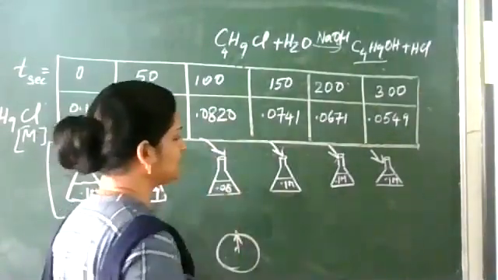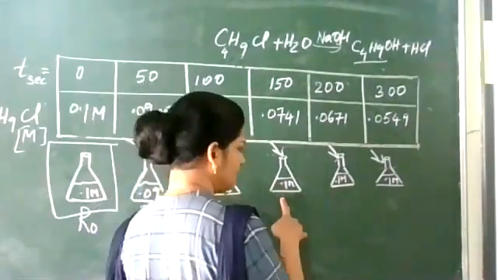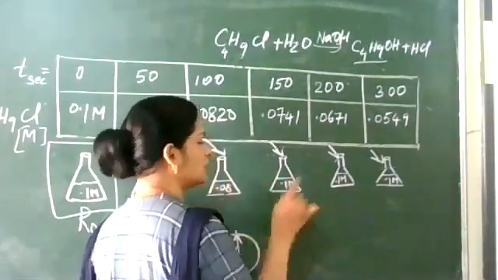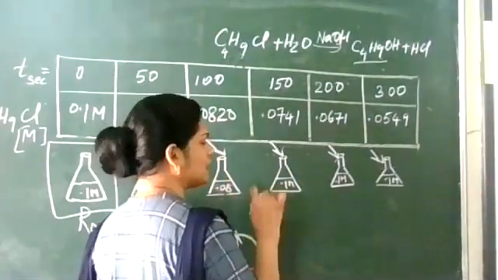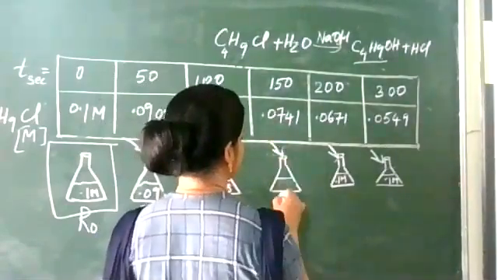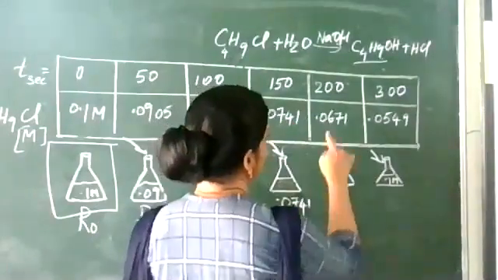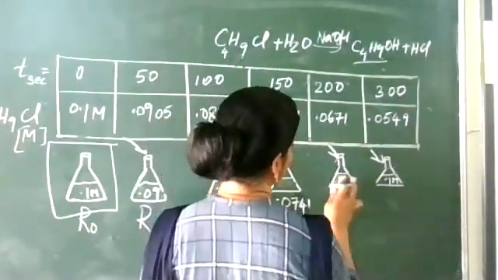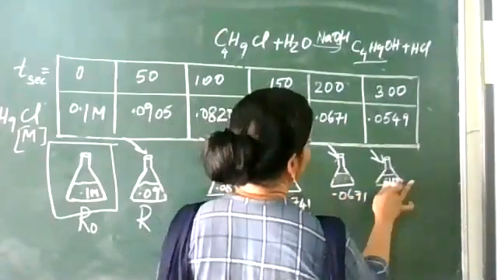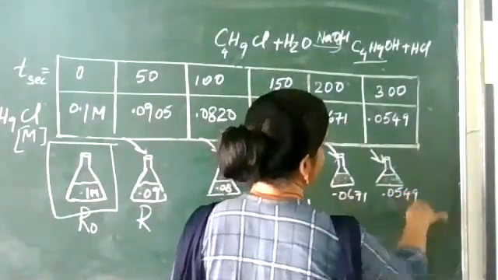0.0820, which I have written. After 150 seconds, I took this one, so till that much time the reaction was going on. Here, after 150 seconds, the value is 0.0741, after 200 seconds 0.0671, and after 300 seconds 0.054.